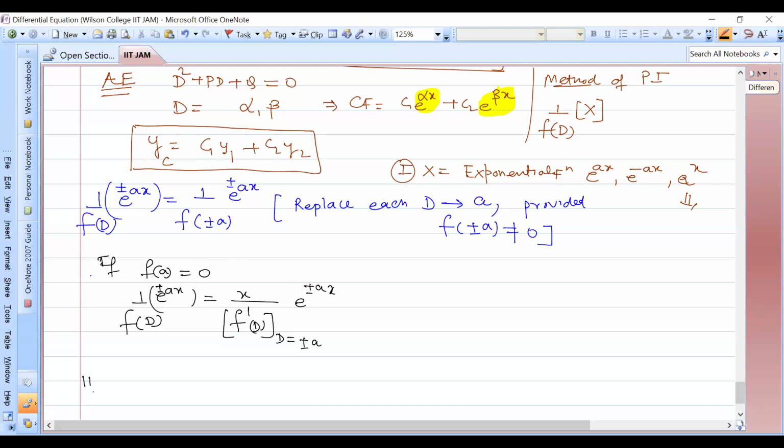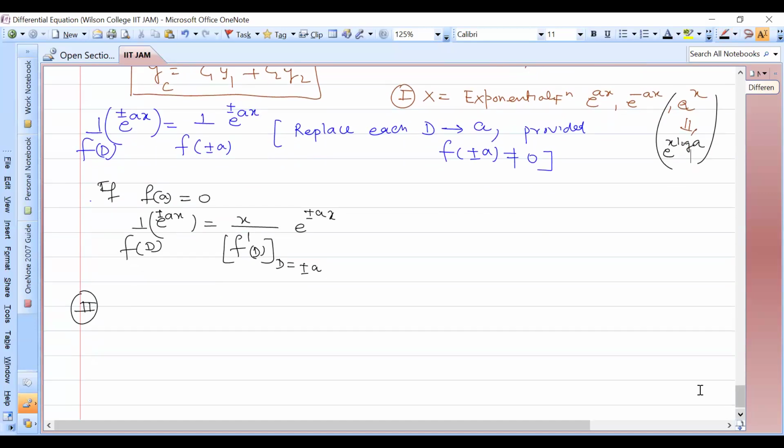Number 2, if it is a raised to x, so what do we have to write? Agreed? See, because your formula is for base e. If it is base a or anything else, then we have to convert it into e raised to ax.